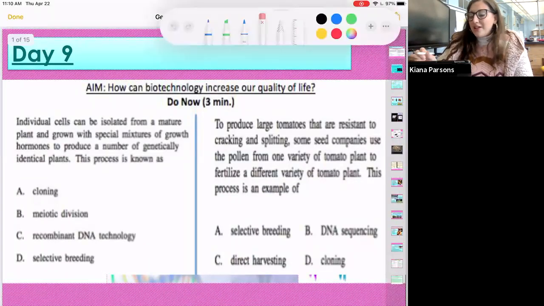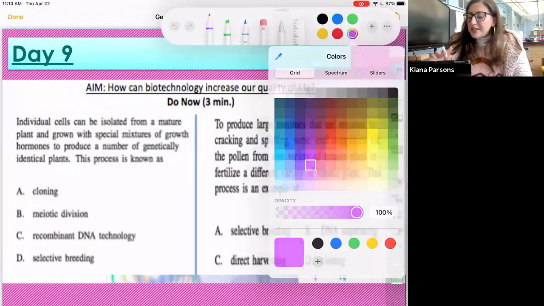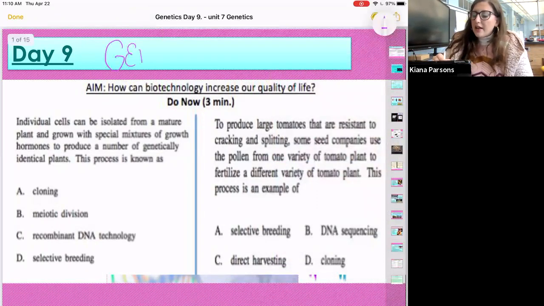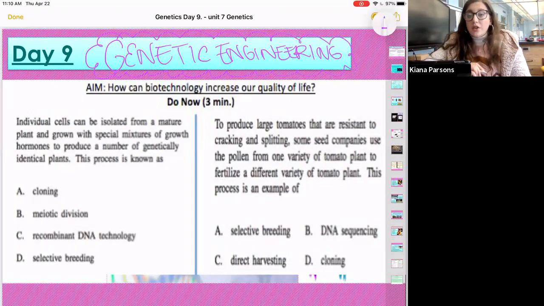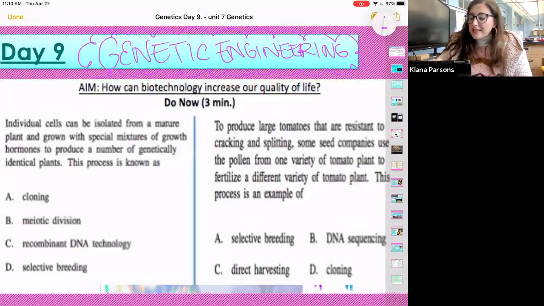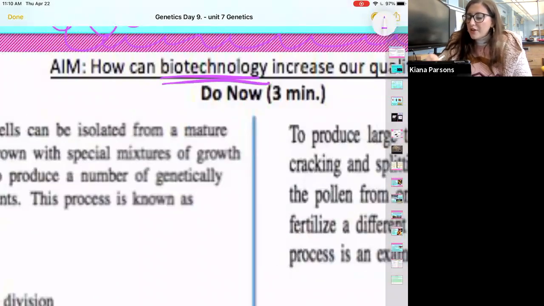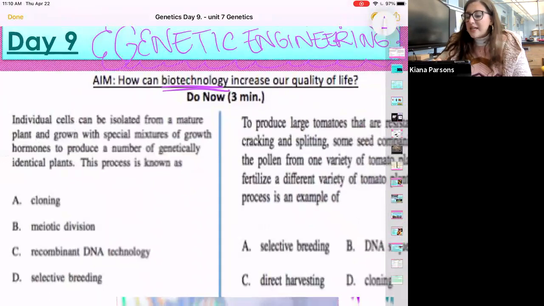We are talking about genetics still, and this final day of our genetics notes is about genetic engineering. This is a major topic in history and in science right now. This is really what that Vox Explained Designer DNA documentary was about: genetic engineering. Genetic engineering is one of many types of biotechnology. Today's aim says, how can biotechnology increase our quality of life?